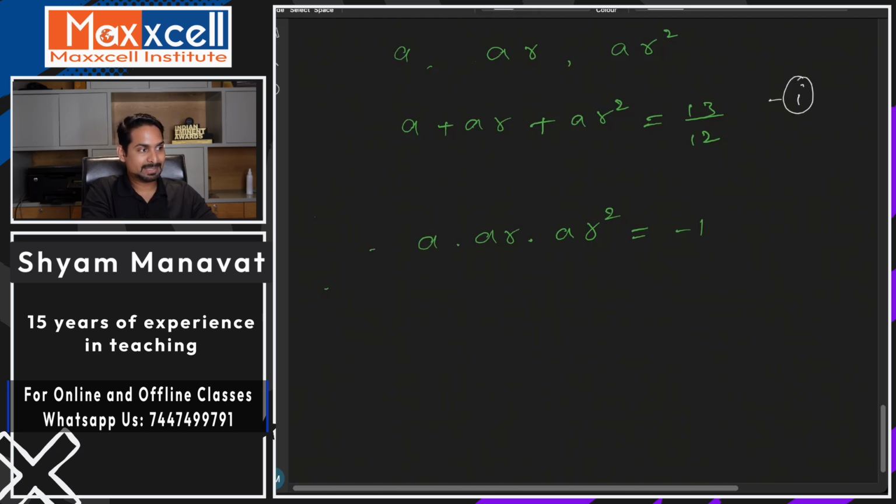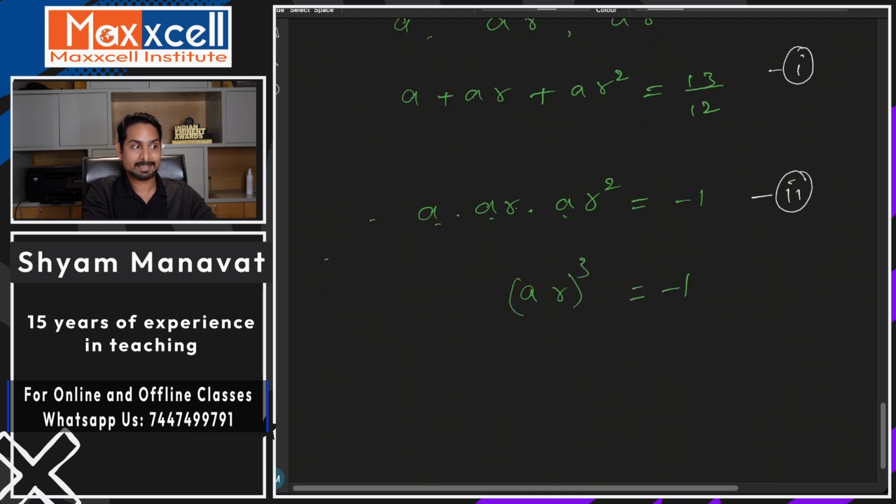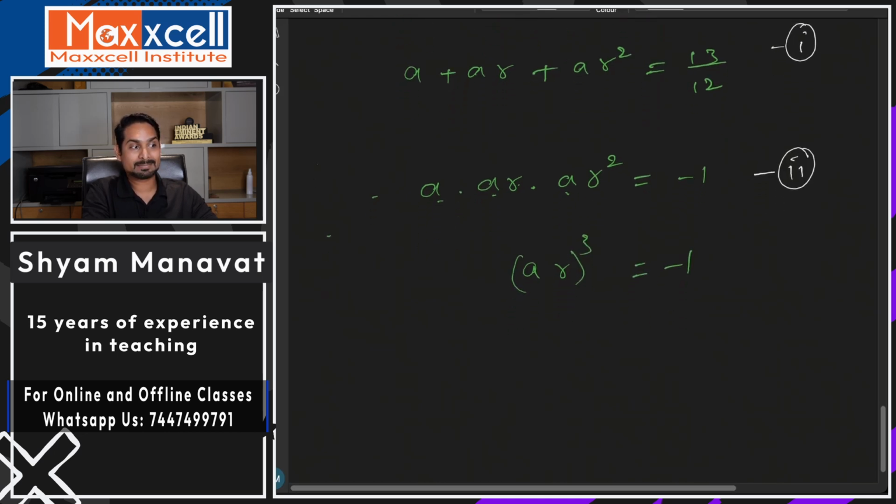If I go further with this second condition, it gives me A cube and R cube. So that is going to get you what? (AR) cube equal to minus 1. Remove the cube: take the cube root of minus 1. The cube root of minus 1 is minus 1 itself. So the middle term AR is equal to minus 1, right?